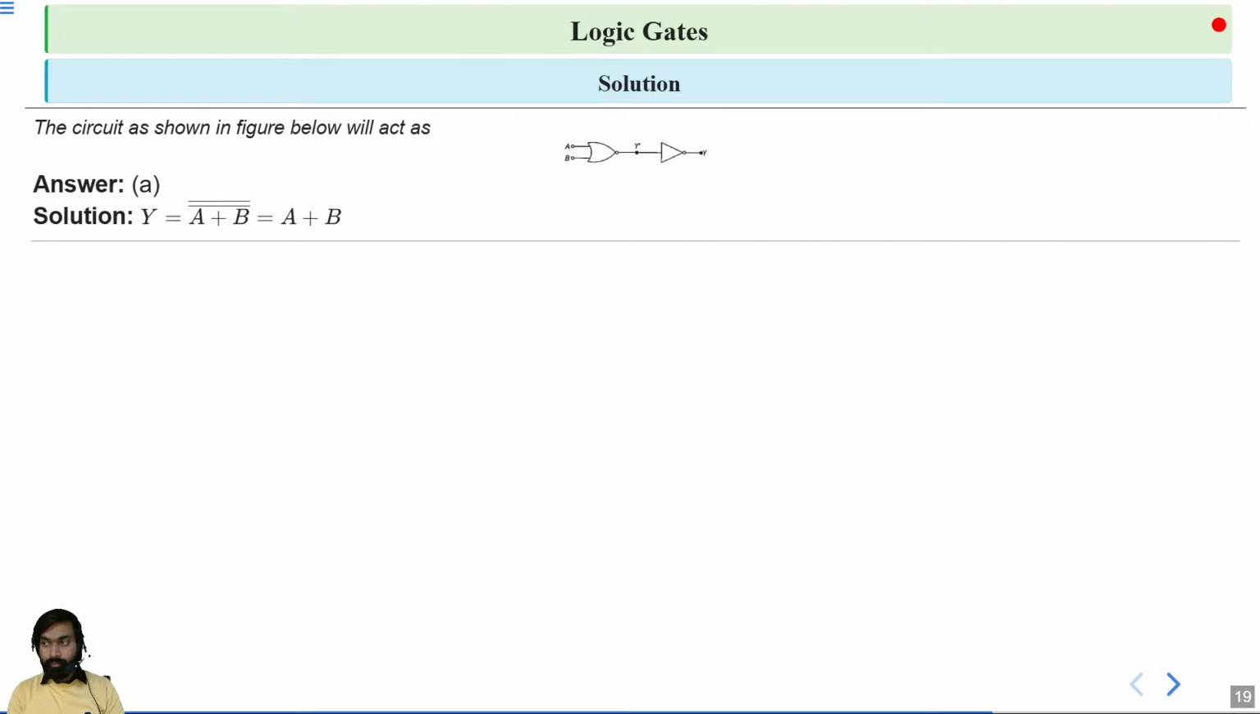The same output comes from an OR gate. A plus B double complement is equal to the same. Yes or no? So we will get A plus B. Okay.